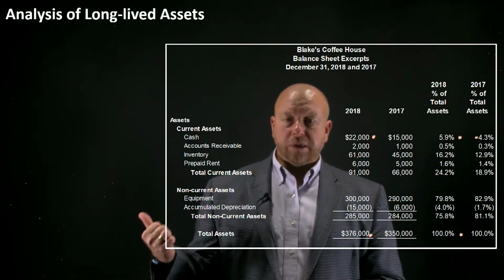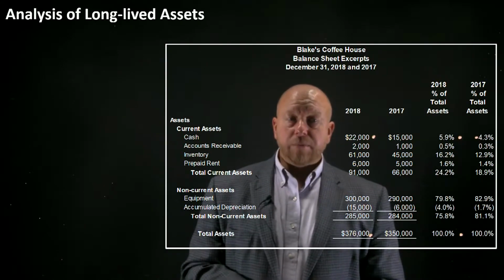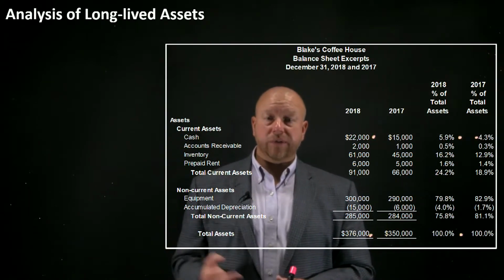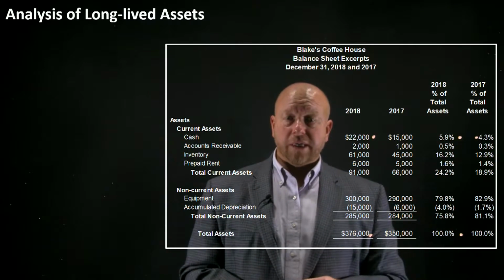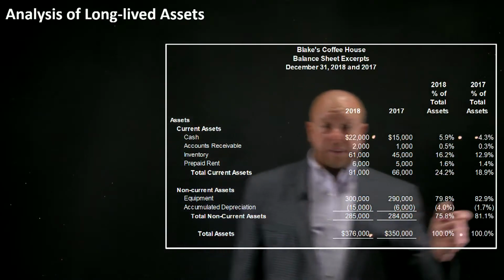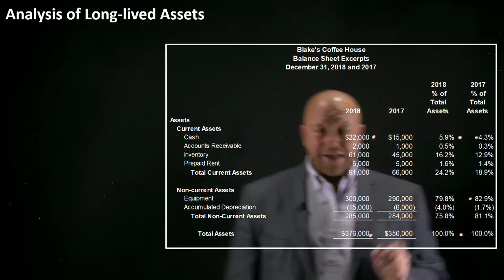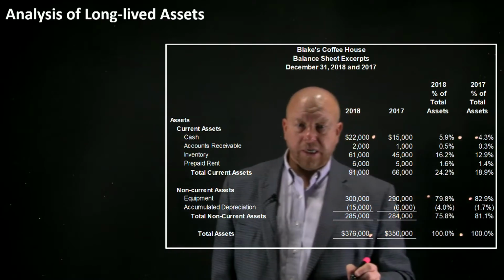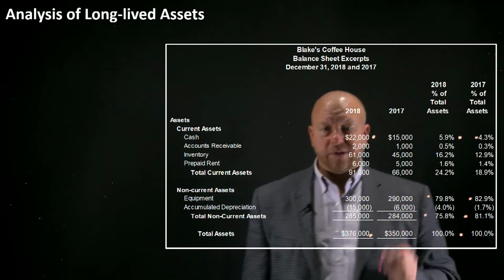You might remember when we looked at the horizontal analysis for fixed assets, the percentage increase year to year for the fixed assets was lower than the percentage increase for the total assets. So we should expect that the percentage of total assets for our equipment, for our non-current assets, should decline, and that's exactly what we're seeing. The previous year, gross fixed assets were about 83% of total assets. That dropped to just under 80. And on a net basis, we went from about 81% to just under 76%.